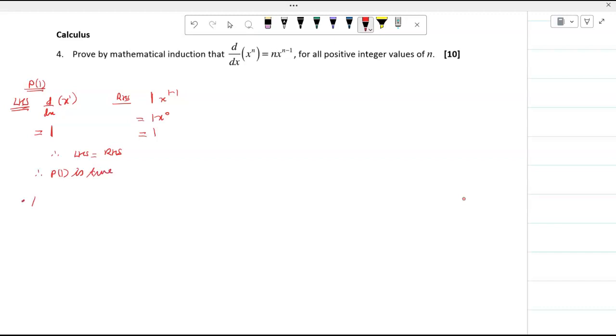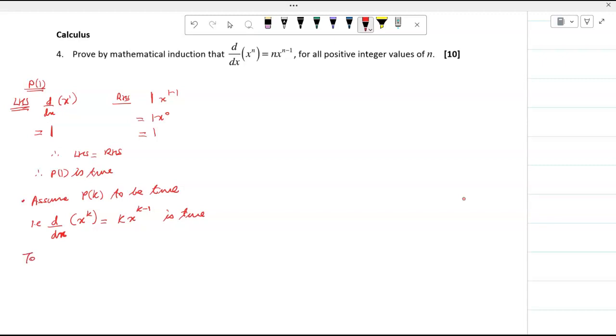Now, assume P(k) to be true. D by dx does not change, it is the derivative with respect to x only. So the proposition P(k) is d by dx of x raised to k equals k x raised to k minus 1. We are assuming this is true.